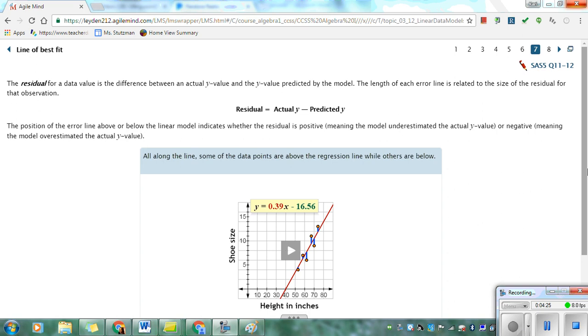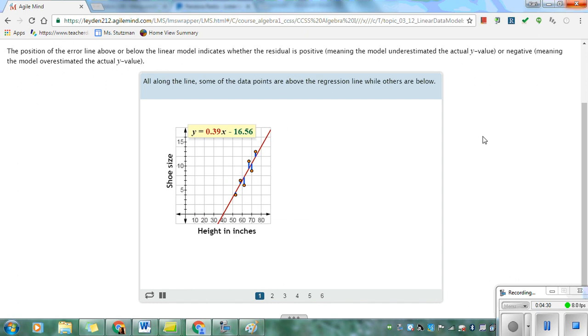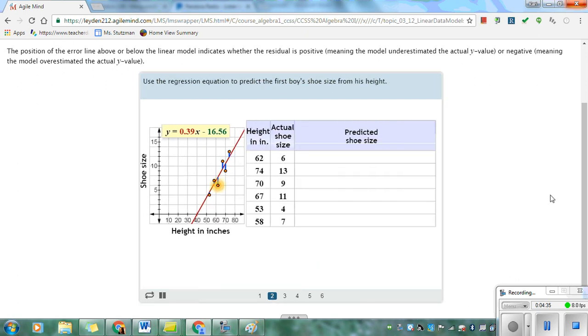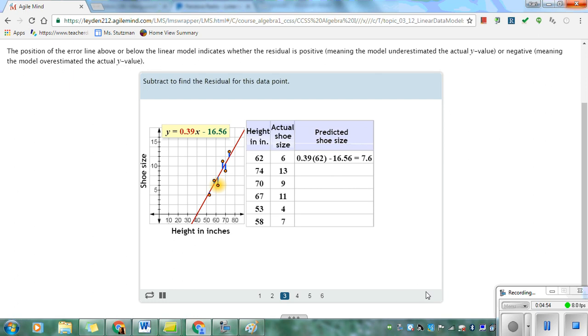What we're going to do now is basically what I just showed you, and we're going to complete a table where they plug in the information. They give you all of these values. They give you the line of best fit, 0.39x minus 16.56, and I want you to calculate the predicted shoe size and then compare it to the actual shoe size to see how close we were. Were we off by a lot? Were we pretty close to our prediction? All they're doing is taking the height, which is x, and plugging it in.